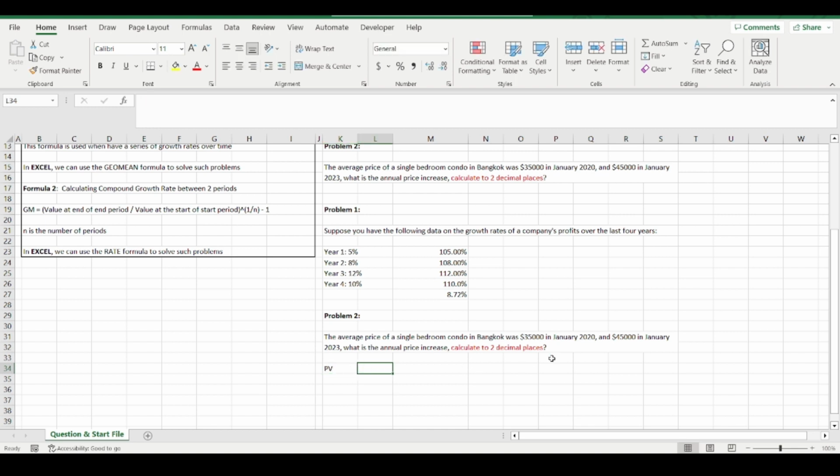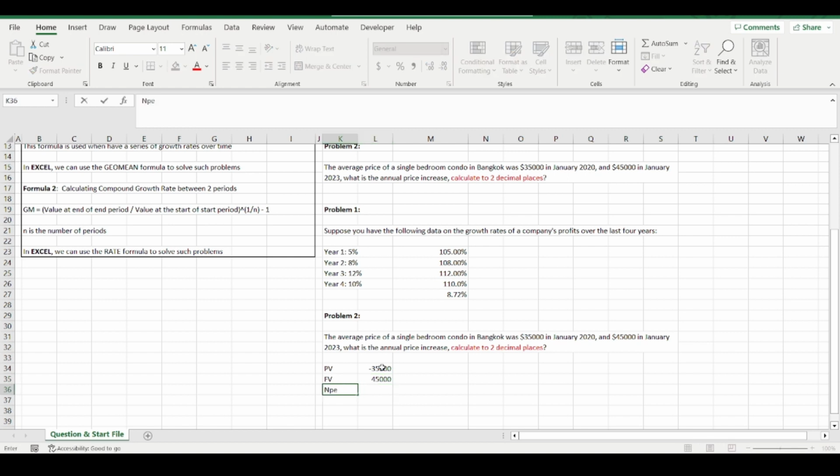So we have a condo in Bangkok. Its price is 35,000 in January 2020, and in 3 years, in 2023, the price is 45,000. So the PV, the starting value, has to be negative: minus 35,000. Future value, this is the ending value, 45,000.